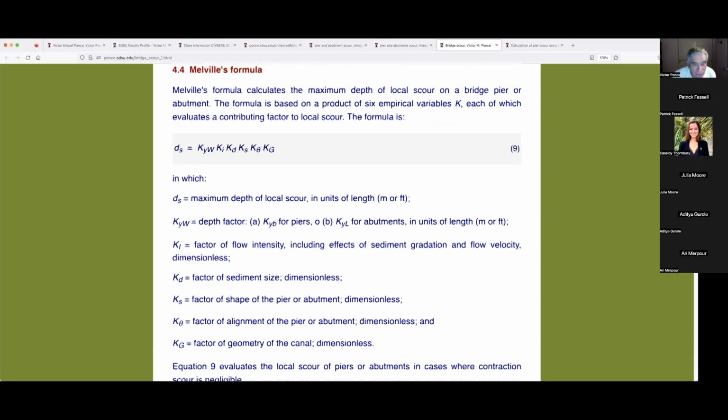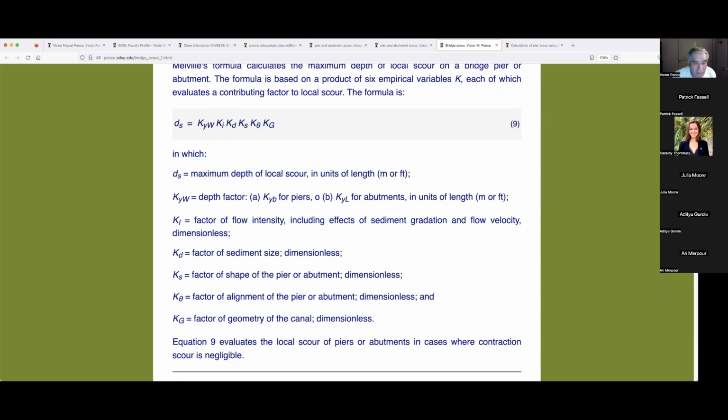It is confusing. So when you read through this for your study that you're going to do later, keep in mind that this was developed by Melville, and he made it in a somewhat confusing fashion. Okay, so we have in here maximum depth of local scour in units of length.